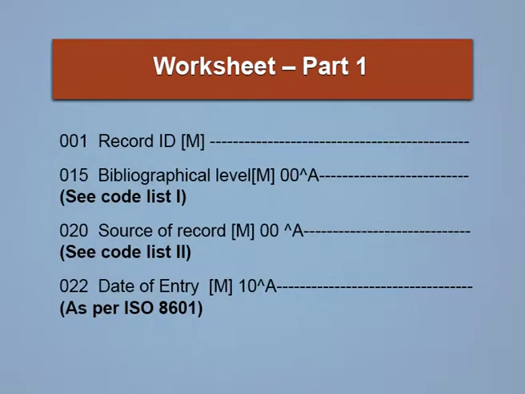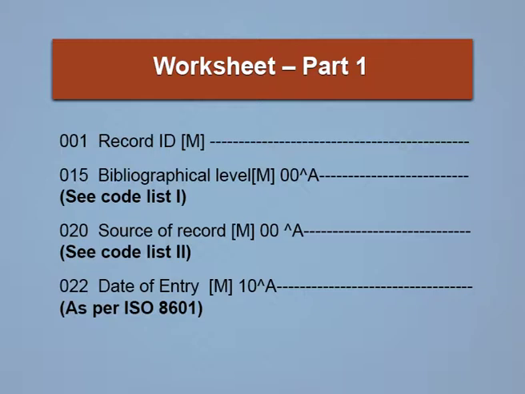If you have a look at that screen, it shows that we are designing a worksheet, and this is part 1 of the worksheet. The first one is the 001 record, nature is mandatory. Now, record ID: if you are using WINISIS, for each and every record WINISIS creates a unique ID or unique biblio ID, which is represented by MFN, master file number. The moment you save your record, WINISIS will give you a master file number for that record that you need to enter here. Then comes the most important field, the bibliographical level.